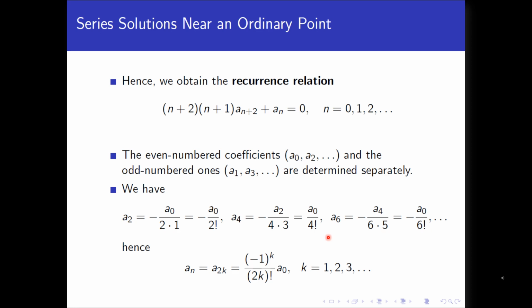Then we can derive the formula for the even numbered coefficients. Say a_2k equals minus 1 to the k over 2k factorial times a0. And one can prove this formula using mathematical induction.